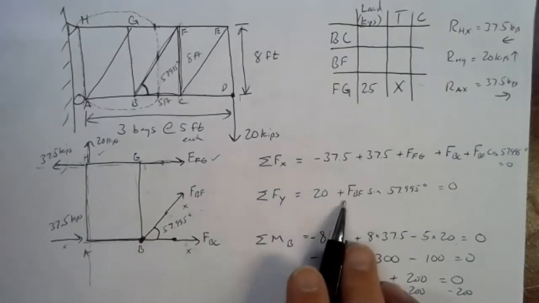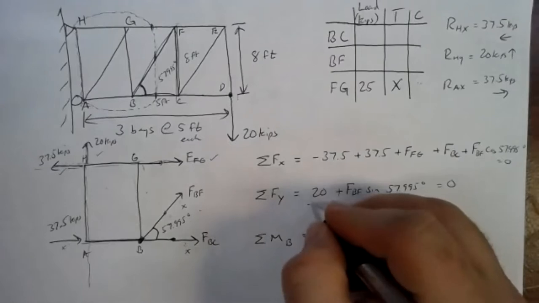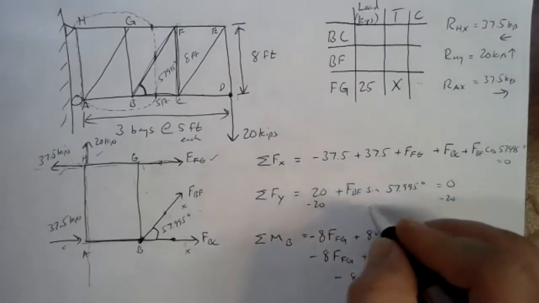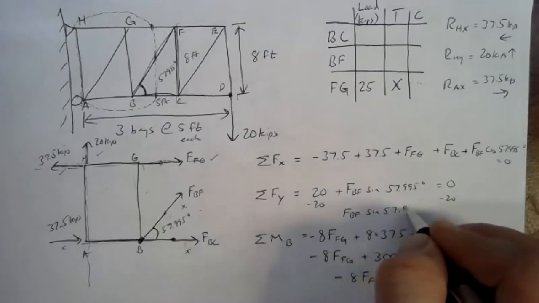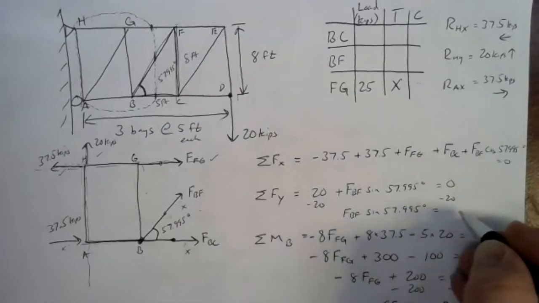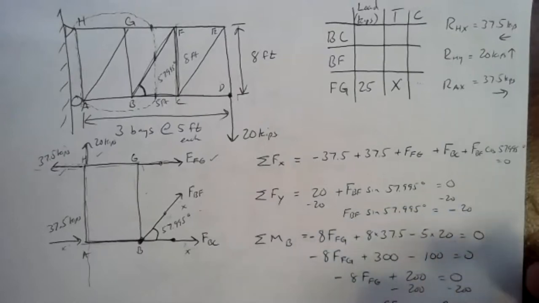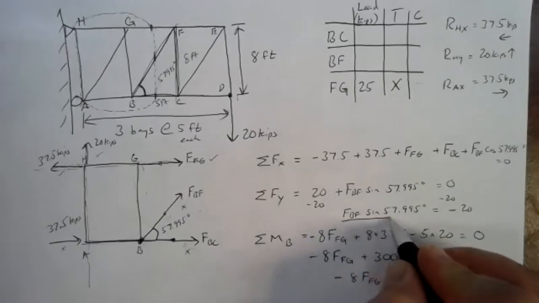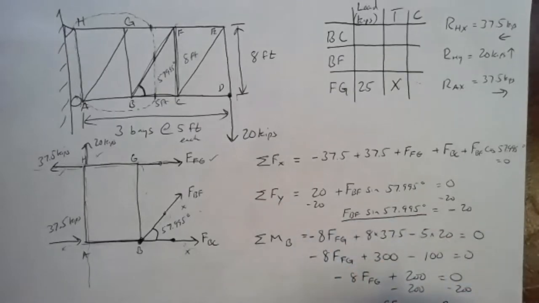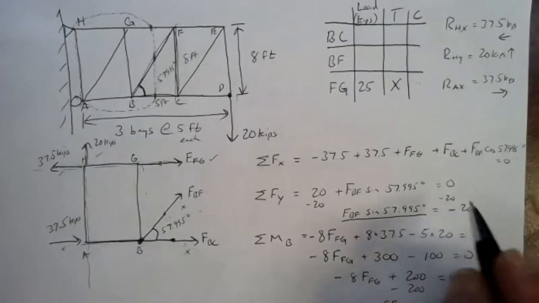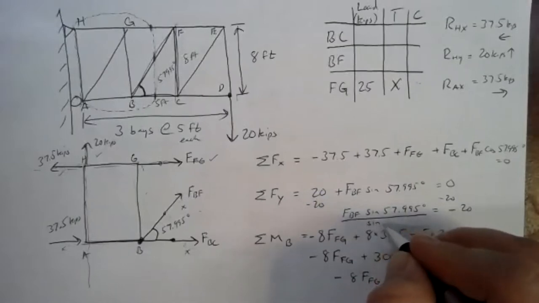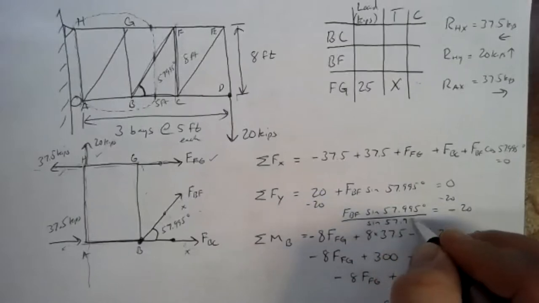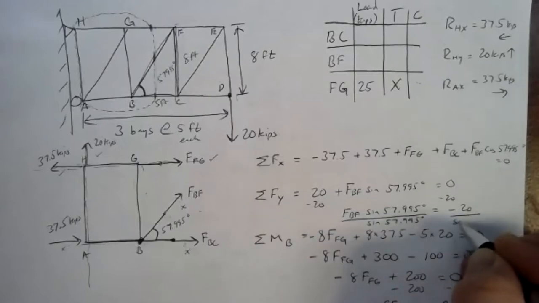We can go ahead and solve the y direction equation by subtracting 20 from both sides. That'll give us FBF sine of 57.995 degrees equals negative 20. Really have to be careful about tracking your signs with these. If you lose a sign, that'll change your interpretation of whether it's tension or compression. So be really careful in the algebra. Divide both sides by that sine of 57.995 degrees.